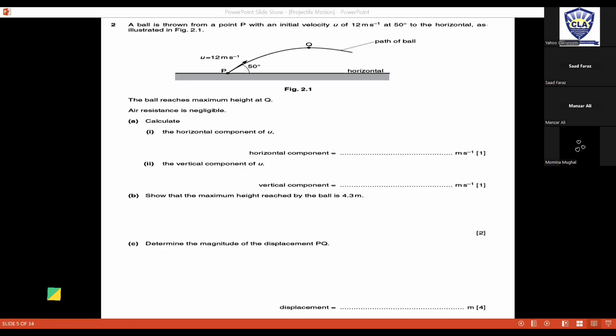Okay, this is a question in which a particle, a ball, is thrown from point P with a speed of 12 meters per second at an angle of 50 degrees. So this velocity will have two components, vertical and horizontal. The vertical component will be responsible for vertical motion and the horizontal component will be responsible for horizontal motion.